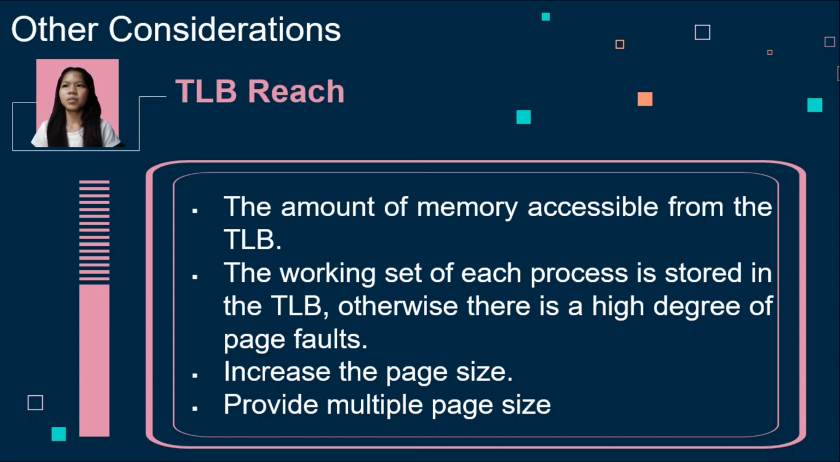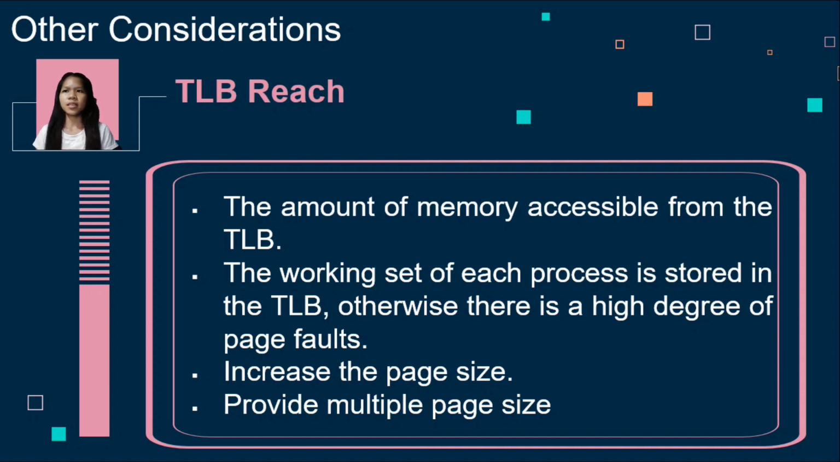TLB reach is the amount of memory accessible from the TLB, and is simply the number of entries multiplied by the page size. The working set of each process should be stored in the TLB, otherwise there is a high degree of page faults. Increase the page size.